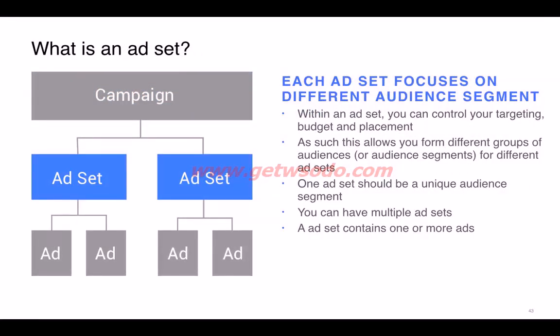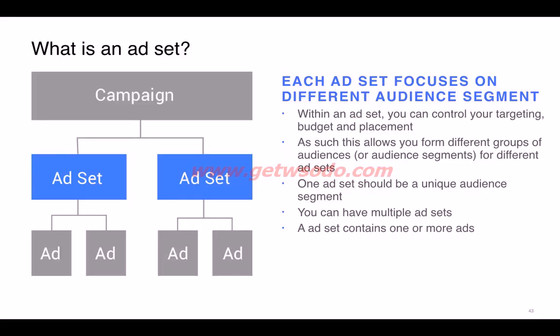Now, what are ad sets? So like we discussed, ad sets can be multiple. So one campaign can have multiple ad sets. Now, why is that? What is the necessity to have multiple ad sets? So within a campaign, you might feel the need to target different people, or you might feel the need to have different budgets within a campaign, or different placements within a campaign. So to address that particular challenge, we have ad sets. So in one particular campaign, there can be multiple ad sets.